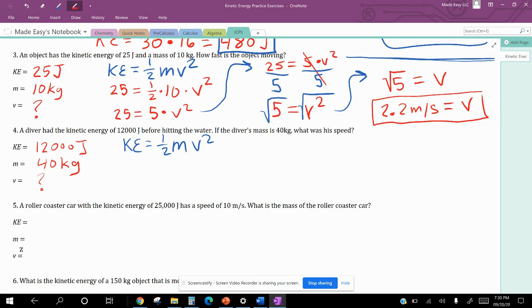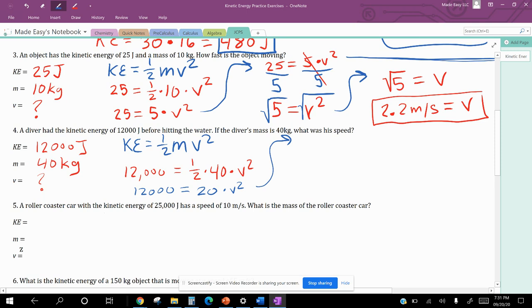And so I'm going to put the numbers into this equation and then simplify by multiplying out. 12,000 equals 1/2 times 40 times v squared, and we're going to simplify that down and say, 12,000 equals 1/2 times 40 would be 20. That's times our v squared. Okay.